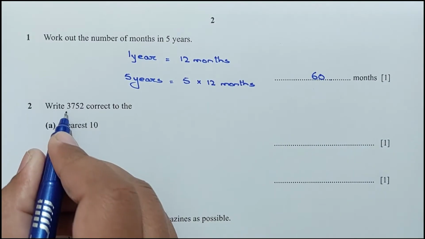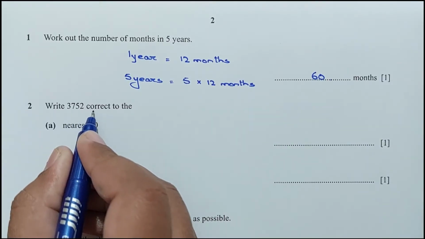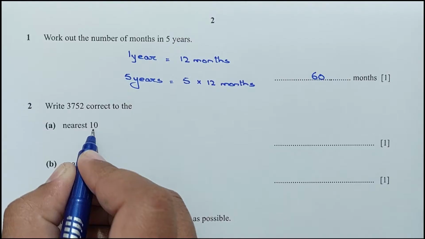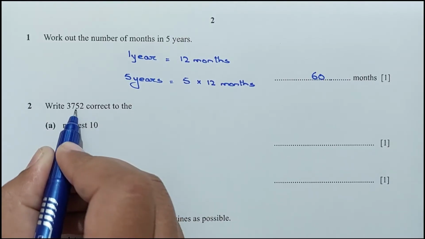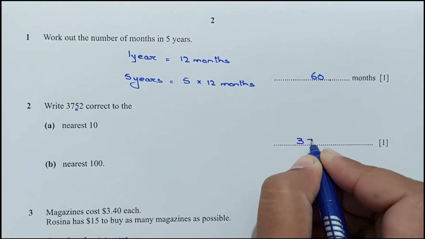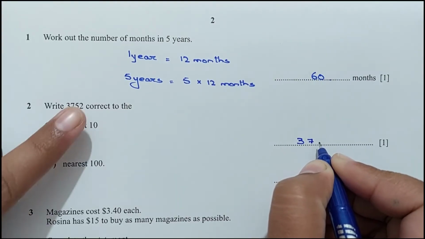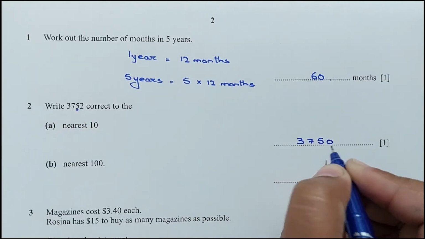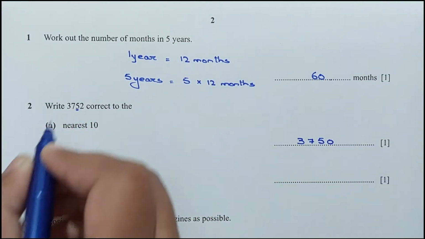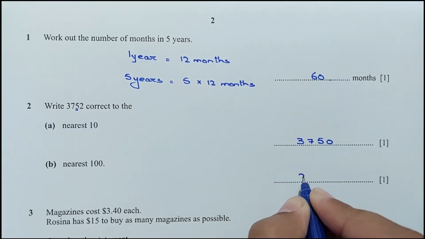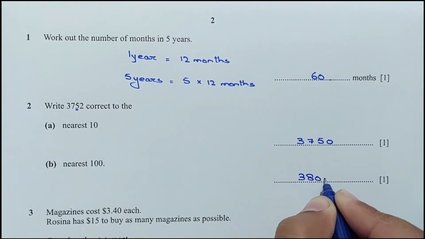Number 2, write 3752 correct to the nearest 10. Okay, so the nearest 10 is the digit 5. So this is 3700, and the next digit is 2, so we round down, so 5 and 0, 50. To the nearest 100, the 100 place is 7, so we have to round up here. So add 1 to 7, so 3800.